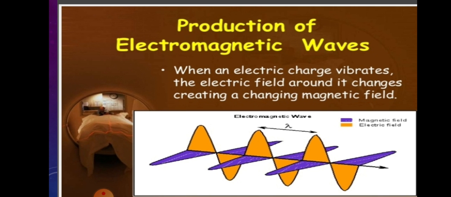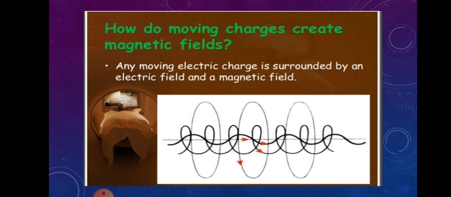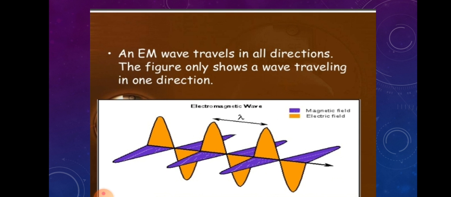Production of EM waves. When an electric charge vibrates, the electric field around it changes, creating a changing magnetic field. How do moving charges create a magnetic field? Any moving electric charge is surrounded by an electric field and a magnetic field. This picture shows a moving charge. How to move a charge?